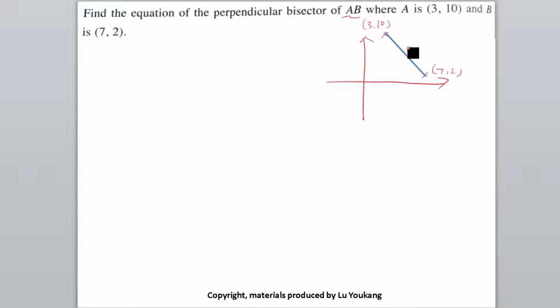So we are asked to find the equation of the perpendicular bisector. So let me draw a perpendicular bisector out using another straight line. Please bear with me while I am drawing the perpendicular bisector. So what it means is this line is perpendicular to AB and it also cuts AB into two halves. That's the meaning of perpendicular bisector of AB.